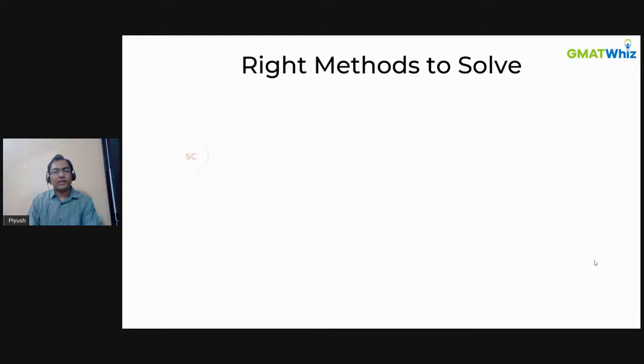The right method to solve questions: for sentence correction, you should follow a meaning-based approach. Again, this is a discussion in itself, so I'm not going into the depth of each approach. I'm just going to tell you the best approach. If you want to know about it, you can always shoot a mail to me at piyush@gmatwiz.com. I will keep you apprised of the webinars that happen regularly on these things. We have different webinars for individual topics, so you can learn those approaches there.